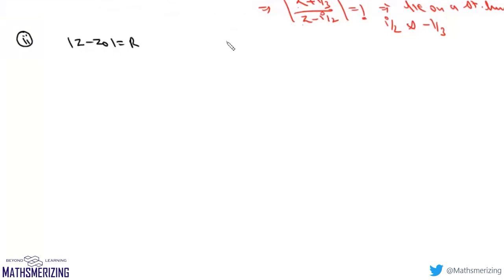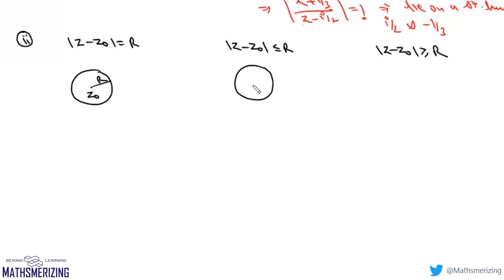Now this second important locus, again we have discussed it in circle, and it is mod of z minus z0 equals r, mod of z minus z0 is less than equal to r, and mod of z minus z0 greater than or equal to r. In the first case, it will represent points on the circle with center z0 and radius r. In the second case, it will represent points on and inside the circle with center at z0 and radius r. And for this third case, it will represent points on and outside the circle with center z0 and radius r.